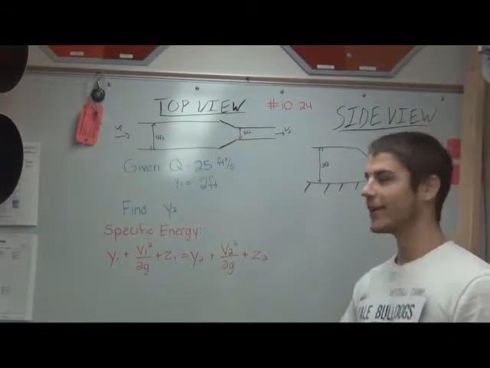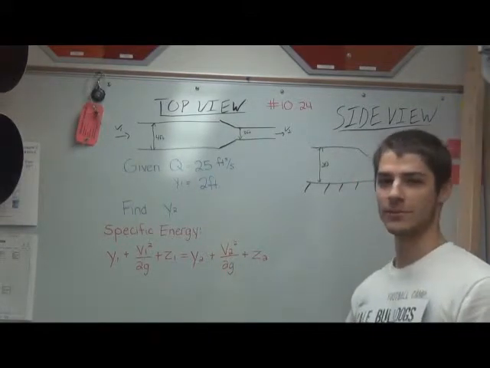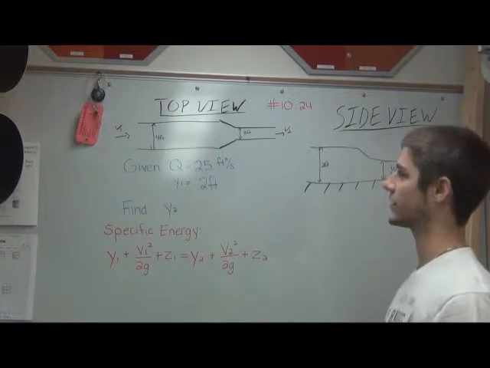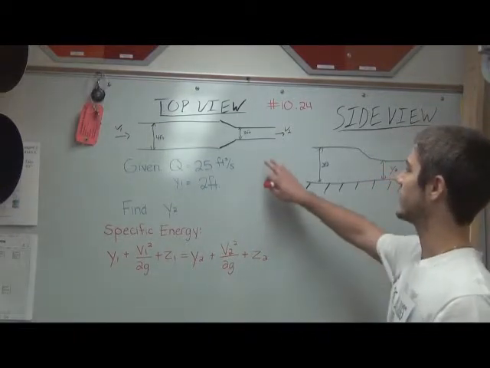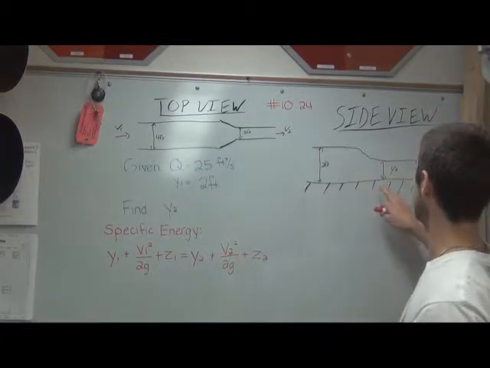So this is CE 340. This is problem 24 from chapter 10. Deals with rectangular channel flow. Here we have the top view of the channel, and here we have the side view.